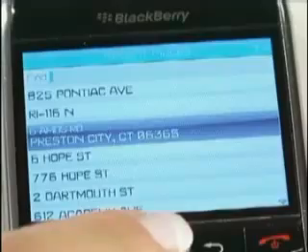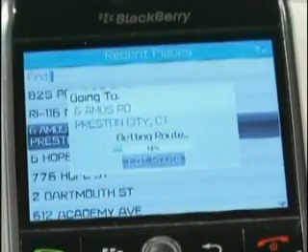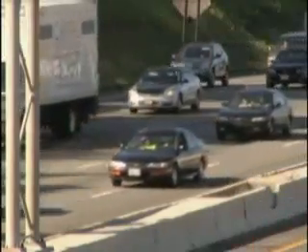Put down that cell phone and listen up. What you're doing behind the wheel and its dangerous effects, next on Smart Living.